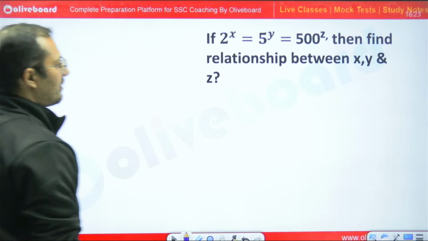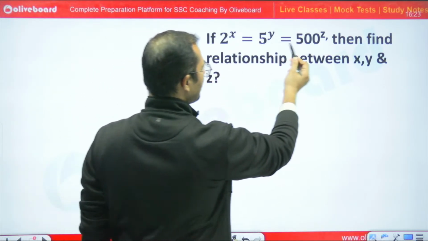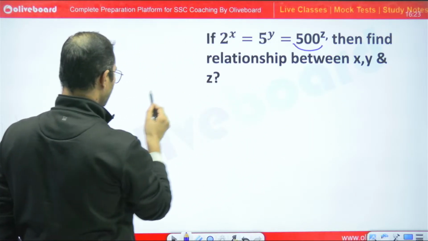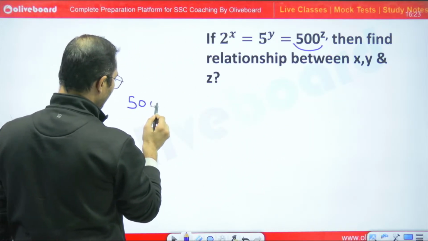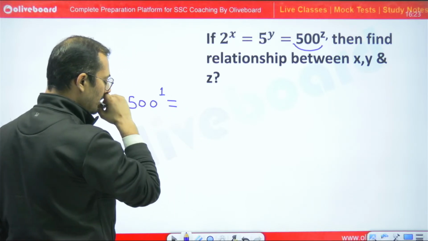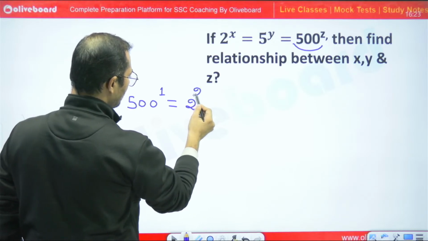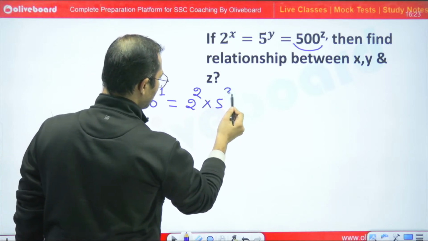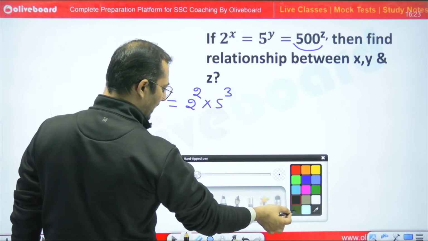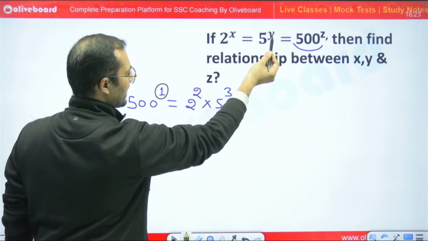See, the first step is to focus on the base which has the highest number. So the highest number is 500. So we can write 500 to the power 1. We can break it into prime factors: 2 to the power 2 into 5 to the power 3. Now just compare the powers. So 500 to the power 1, here 500 to the power z.